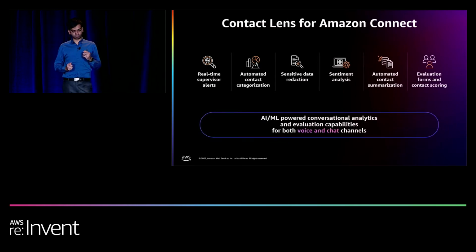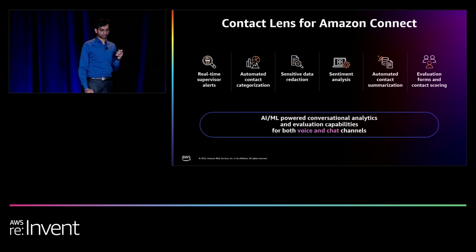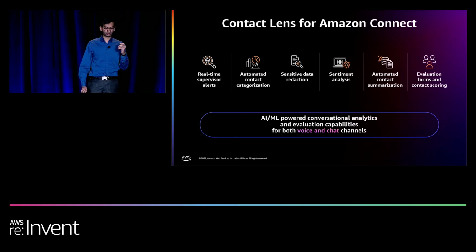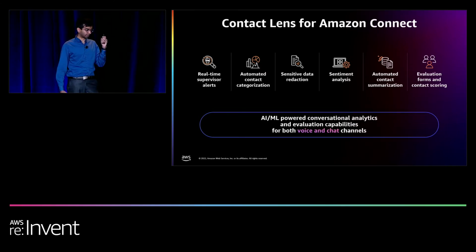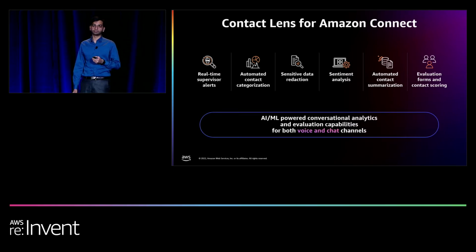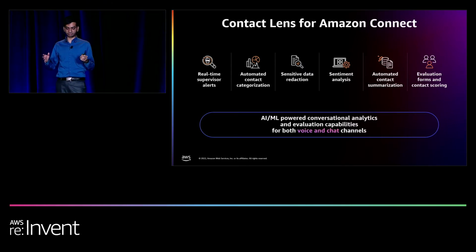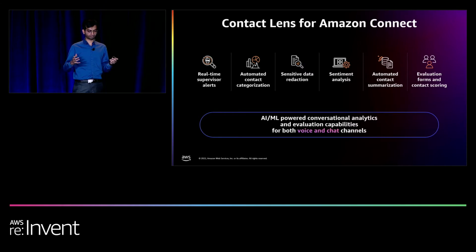Now, 3 years ago, we announced Contact Lens for Amazon Connect during re:Invent 2019. And we did it to solve some of these very same challenges and problems that I just talked about. Contact Lens is a set of machine learning capabilities that enables businesses to analyze customer conversations. These capabilities are available as part of an out-of-the-box integrated experience in Amazon Connect. You can access them in just a few clicks without the need for any technical expertise.